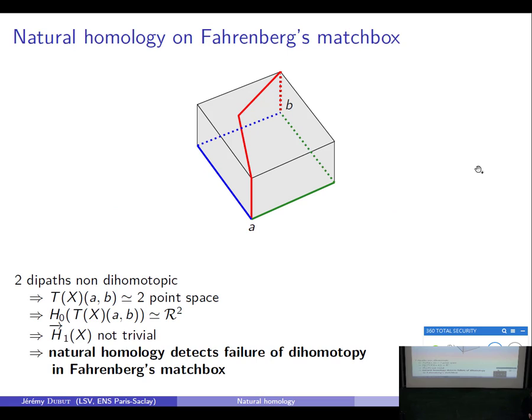Another example is the matchbox. As I told you, between A and B here, there are two dipaths that are not dihomotopic. From a topological point of view, we can prove that the trace space between A and B is actually homotopically equivalent to a 2-point space. So in the first natural homology of the matchbox, we would have a copy of R2 somewhere, which means that the first natural homology is not trivial. You will be able to detect failure of dihomotopy in this first natural homology.